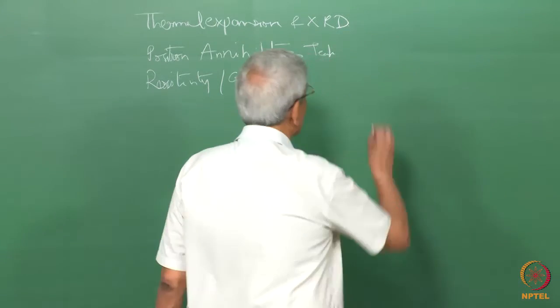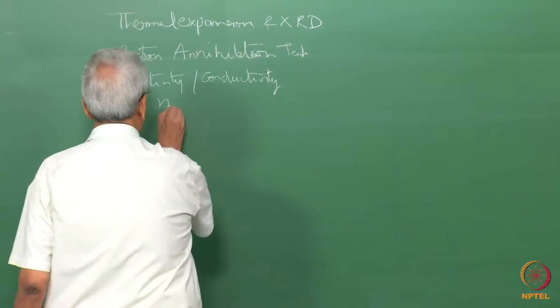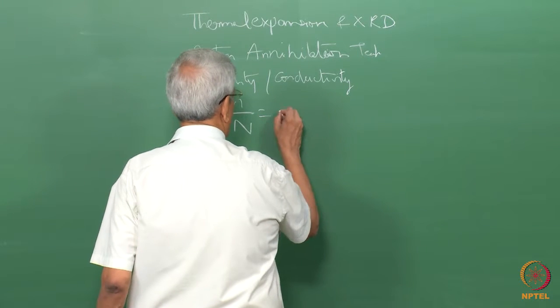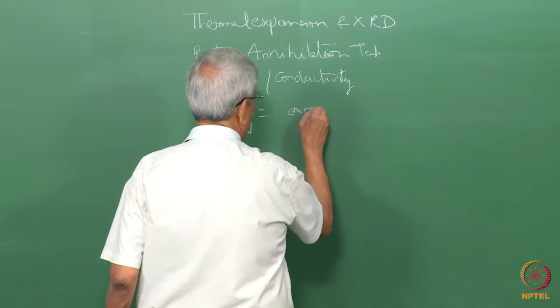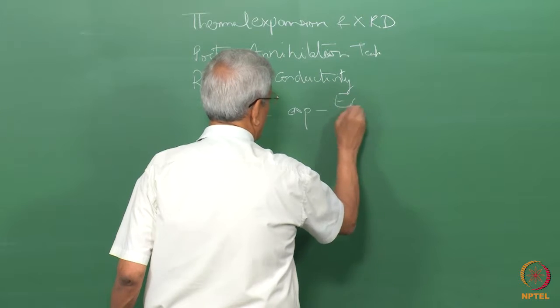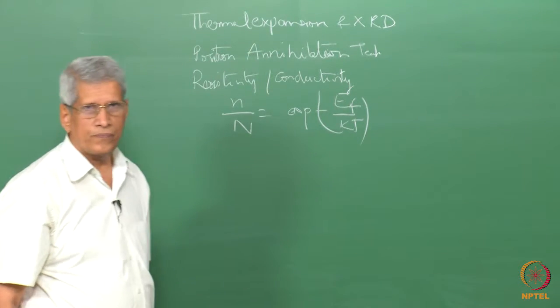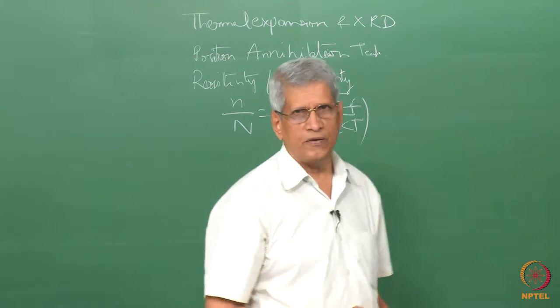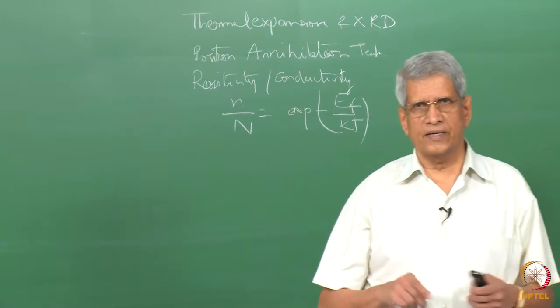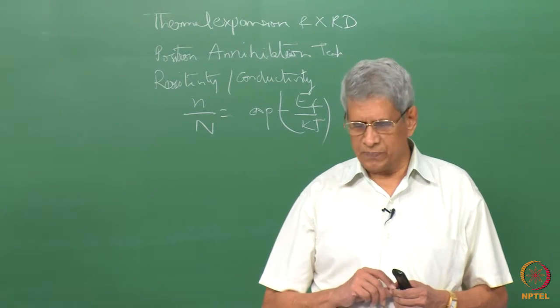That is because n by N equals exponential minus EF by kT, correct? This is what essentially we use to find out the concentration of vacancies.